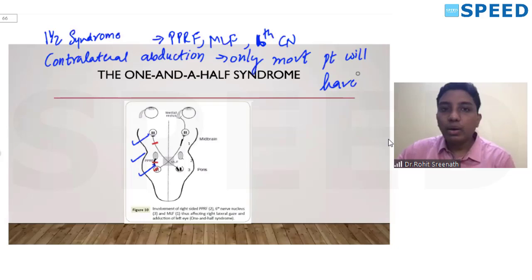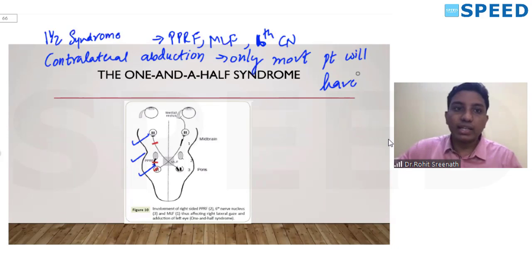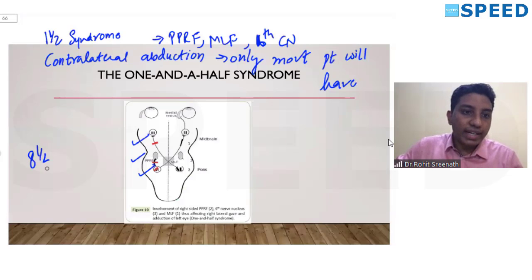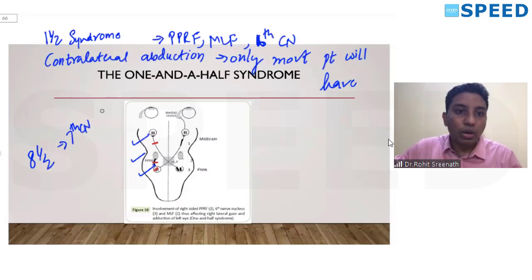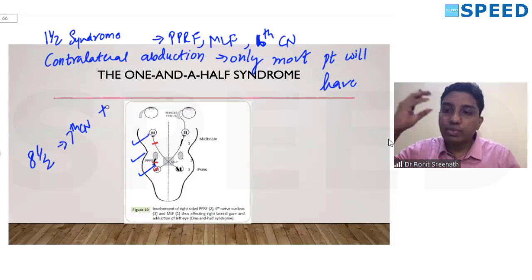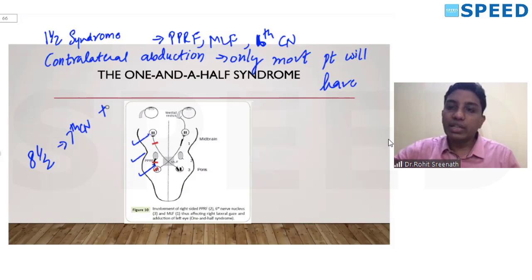Okay, to repeat, 1.5 syndrome is due to the lesion of the PPRF, MLF and the ipsilateral 6th cranial nerve. The only movement the patient will have is the abduction of the contralateral eye. Next we have something called as 8.5 syndrome. What is 8.5 syndrome? 8.5 syndrome is 7th cranial nerve involvement along with 1.5 syndrome. So the patient will have an ipsilateral nuclear level 7th cranial nerve palsy along with 1.5 syndrome. So the patient having ipsilateral 7th cranial nerve palsy along with 1.5 syndrome is your 8.5 syndrome.